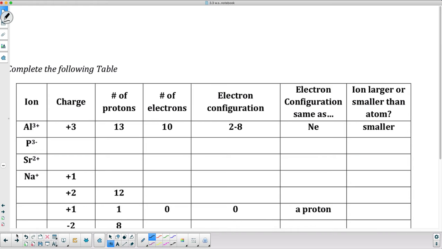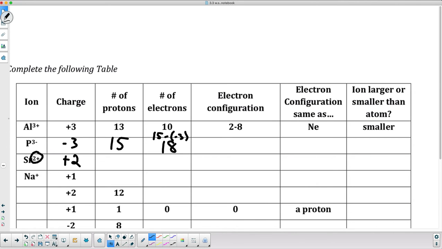If you see, they did aluminum for you already with the +3. The charge is very simple. Anything that's in the upper right-hand corner is going to be the charge, so you can put a +2 or a -3 in right away. The number of protons for phosphorus, we just did this one. The number of protons is found on the periodic table. That's 15, the atomic number. The number of electrons is exactly the same, 15 minus a -3, which is 18.